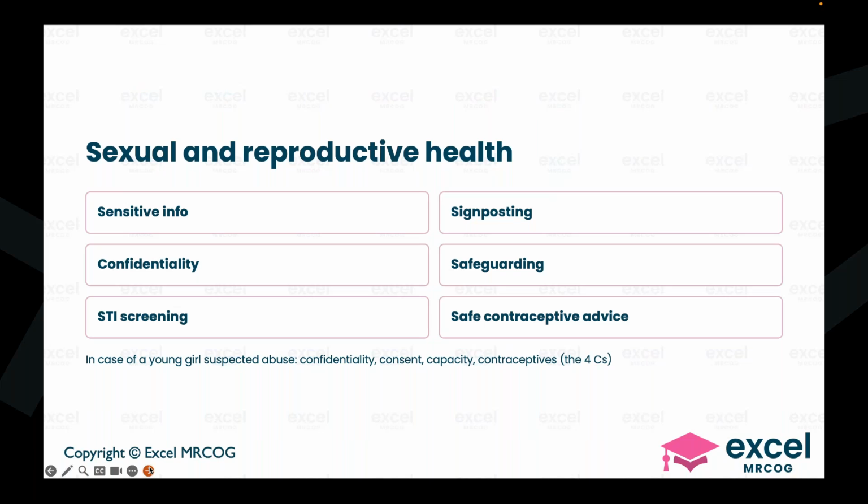Sexual and reproductive health. Again, as earlier discussed, sensitive information. So signposting, confidentiality, safeguarding, rape cases, etc. STI screening, and safe contraceptive advice. In a young girl with suspected abuse: confidentiality, consent, capacity, contraception. These are the four C's that you need to evaluate.